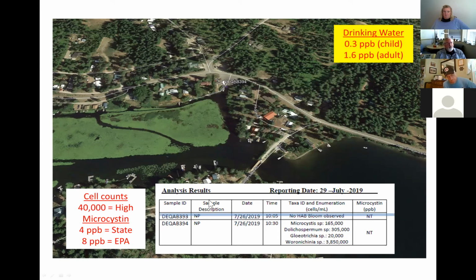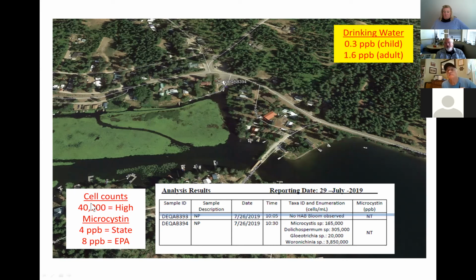On my chart here, you'll see the blue line through the 393. That was for a different lake. That wasn't for Twin Lakes. Now I want to talk a little bit about the criteria that we use. We base our concern on two things. One is the cell count and one is the toxin produced.